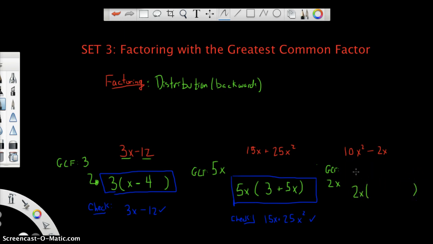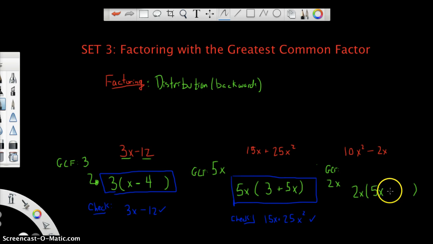Everybody think for a second. What will I need in here? 2x times what would give me 10x squared? Go ahead and think for about 10 seconds about that. What I came up with, and hopefully you agree, is that 2x times 5x gives me 10x squared.